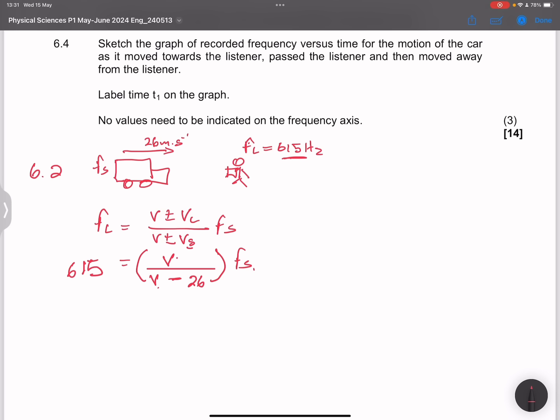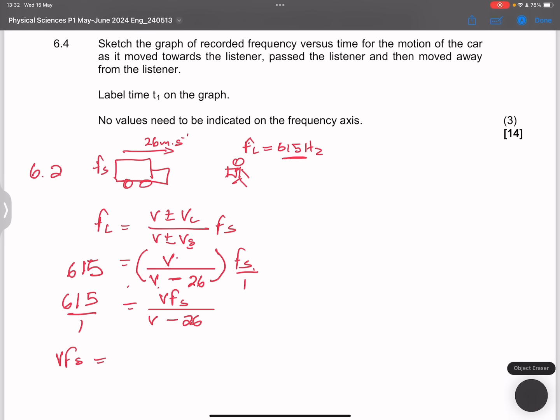Right, so what I'm going to do, ladies and gents, is let's first try to do some gymnastics for ourselves there. So I'm going to say this is Fs over 1, okay, and we've got V Fs over V minus 26, this is equal to 615. Okay, so this would be 615 over 1. And if we cross multiply, so V Fs is equal to 615.